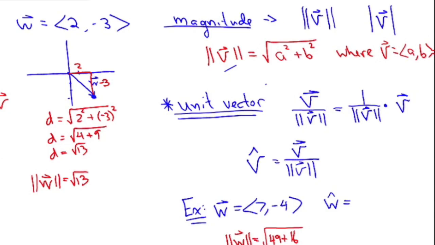Does 65 break down? 5 times 13 now. That's not going to break down. So the w hat is going to be 1 over the square root of 65 times 7 negative 4.